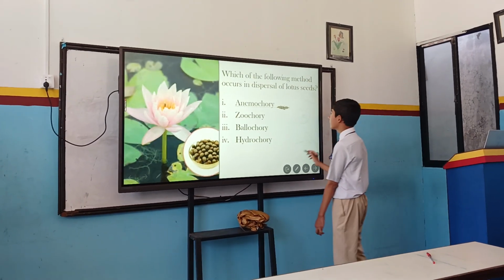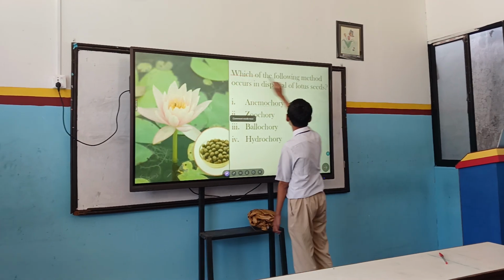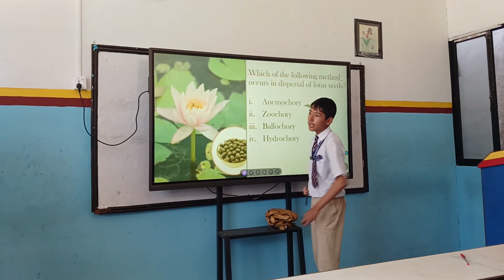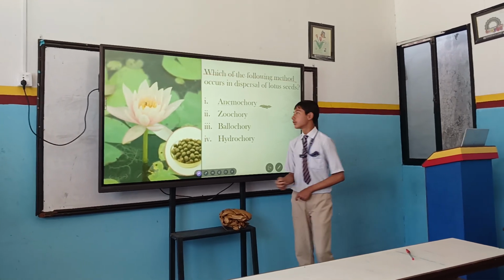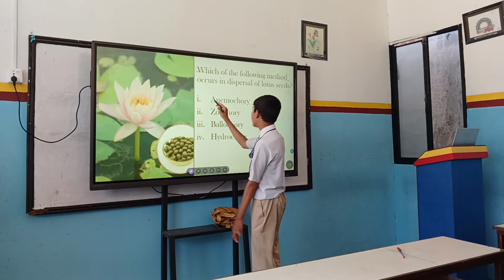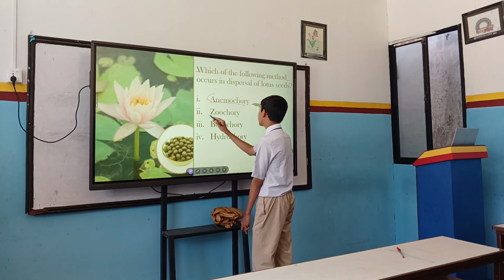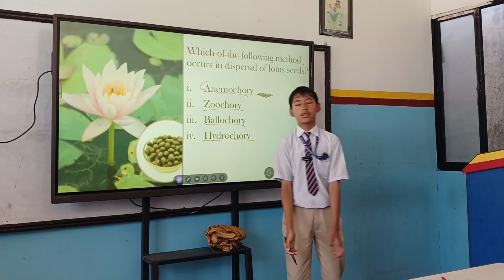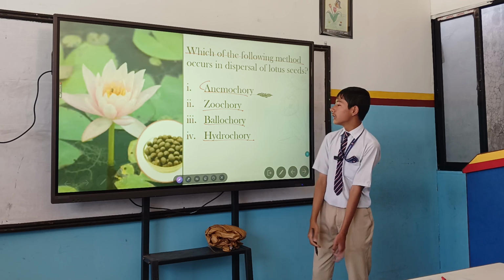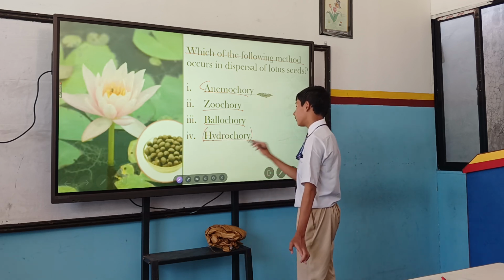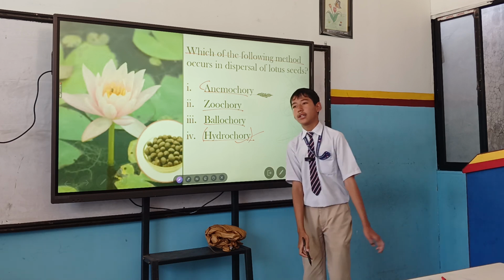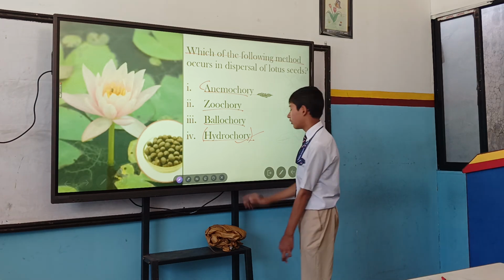The next question is, which of the following methods occurs in dispersal of lotus seed? We know that dispersal of seed mainly takes place by four methods. The options are anemochory, zoochory, ballochory, and lotus is an aquatic plant. So by the given options, the correct answer is hydrochory, as the dispersal of seed in hydrochory is done through the water.